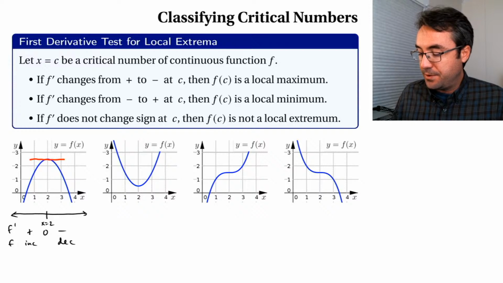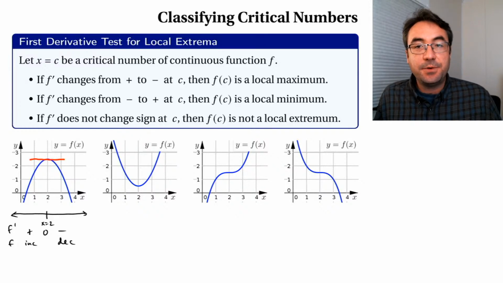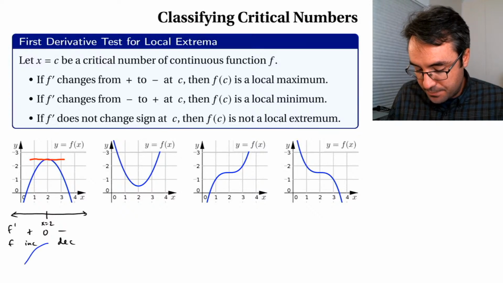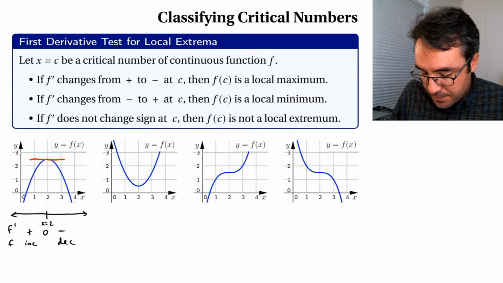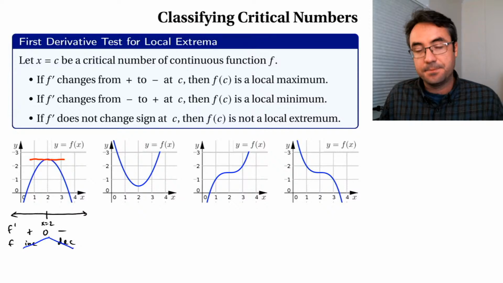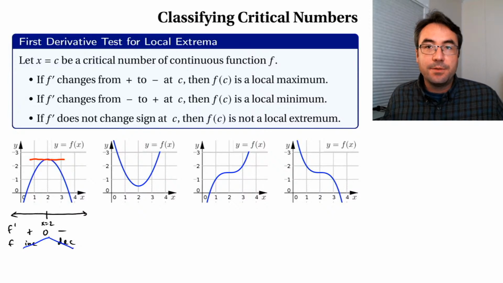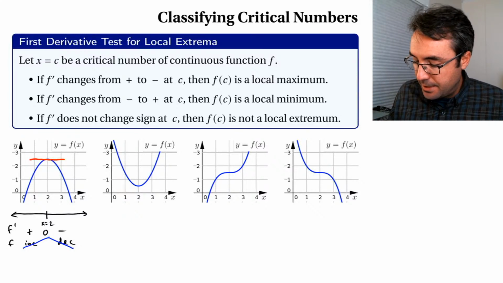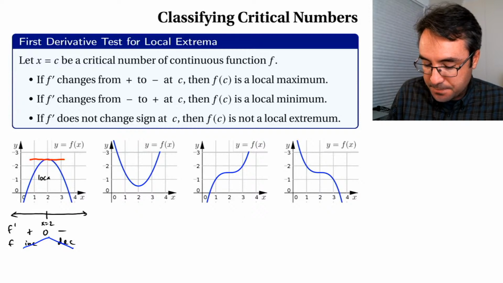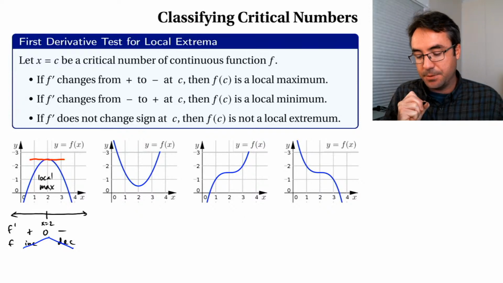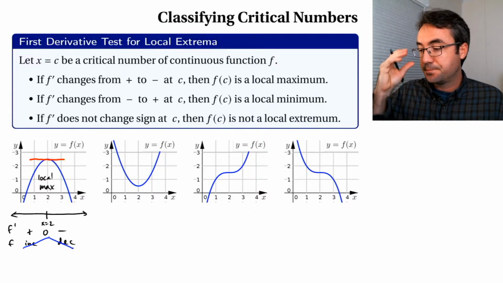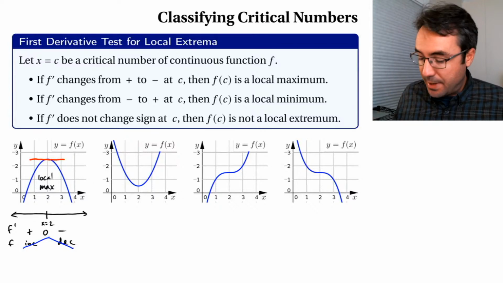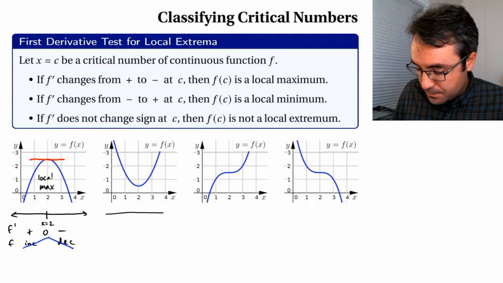And so what the first derivative test tells us is if we see that change from positive to negative, it means we're going up and then we're going down. So what we're seeing here is that we have a local max at x equals 2. If we go from positive to negative, we have a local max. What about that next one? Let's do our sign chart.